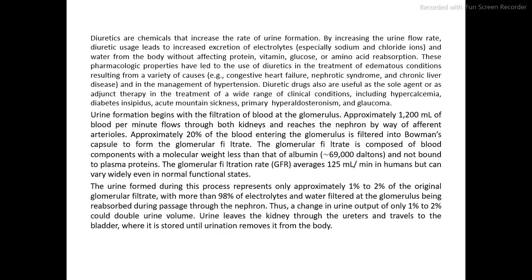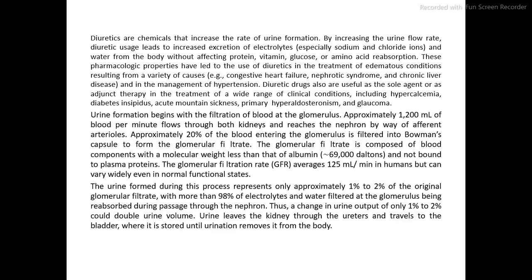The amount of ions and water which is excreted as urine following the administration of the diuretics is determined by many factors including chemical structure of the diuretic, site of action of the agents, the salt intake of the patient, and the amount of extracellular fluid present.